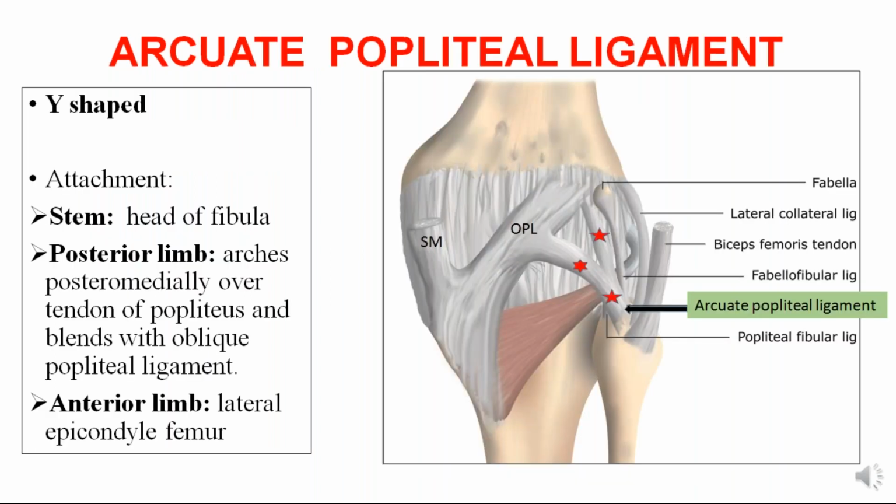Now, there is one more extracapsular ligament, which is the arcuate popliteal ligament. It is a Y-shaped band of ligament, which has a stem attached to the head of fibula. It has a posterior limb which arches medially, crosses over the tendon of popliteus, and then blends with the oblique popliteal ligament. The anterior limb reaches the lateral epicondyle of femur. So this is the arcuate popliteal ligament, again an extracapsular ligament.